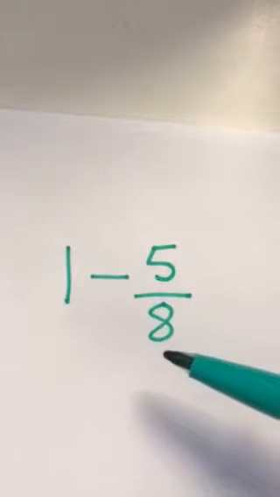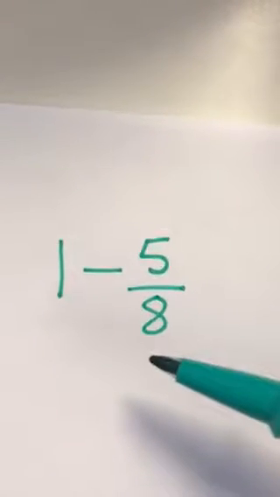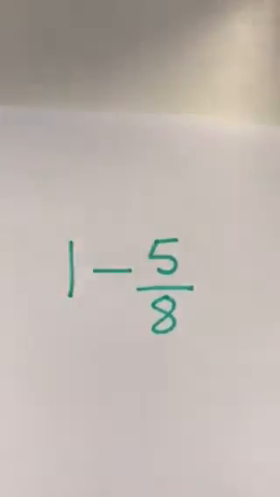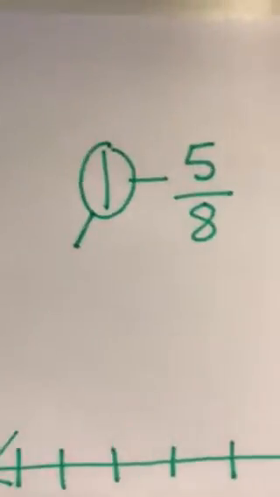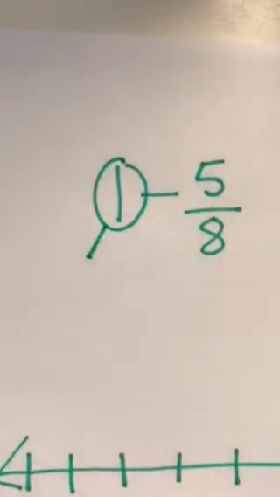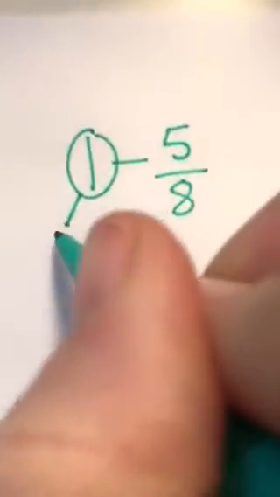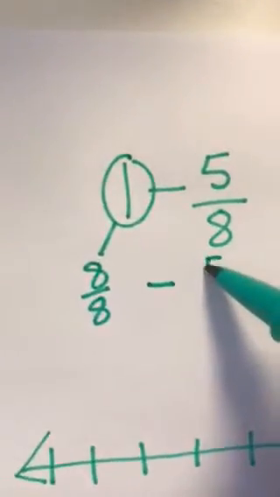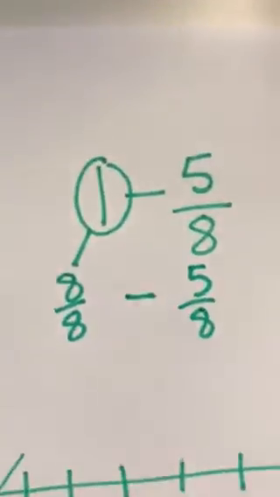So the first thing I want to do is rename them so they have the same unit. In this case, I'm going to take my 1 and rename that into eighths. So I have to think, how many eighths are in one whole? And I know that there are 8 eighths in one whole. So my problem now looks like 8/8 minus 5/8.